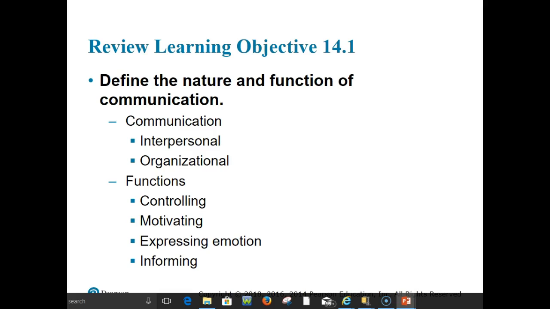So in review of our first learning objective, remember that communication is the transfer and understanding of meaning. Interpersonal communication is communication between two or more people. And organizational communication includes all the patterns, networks, and systems of communication within an organization. Also remember, the functions of communication include controlling employee behavior, motivating employees, providing a release for emotional expression of feelings and fulfillment of social needs, and providing information.